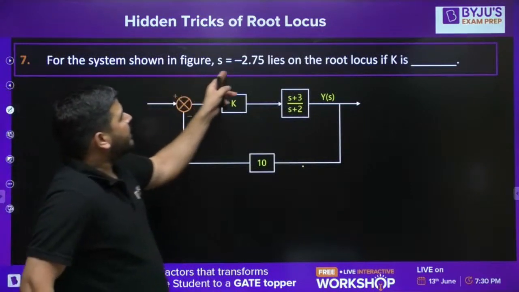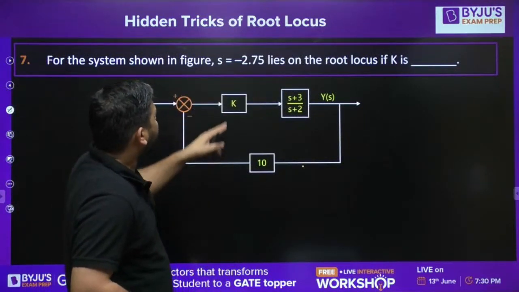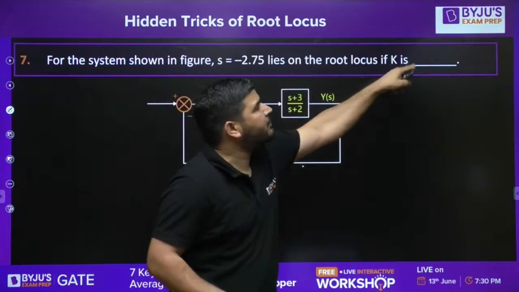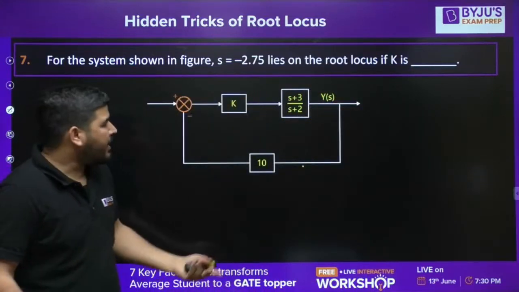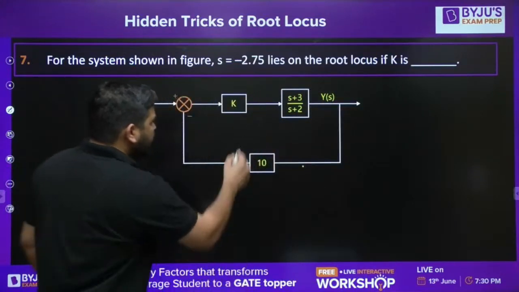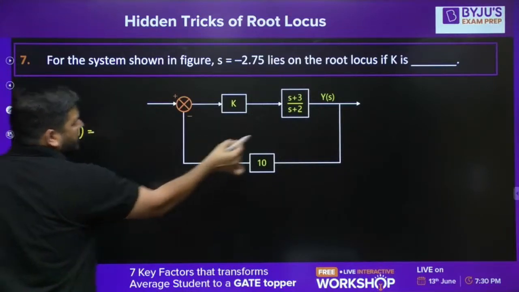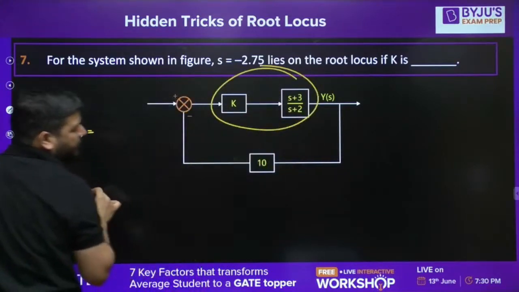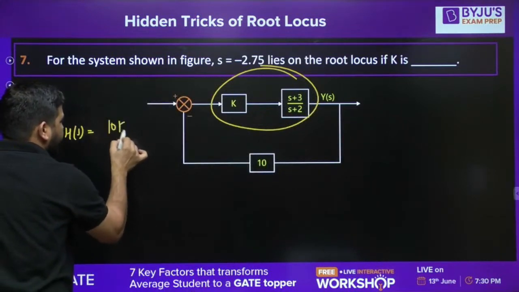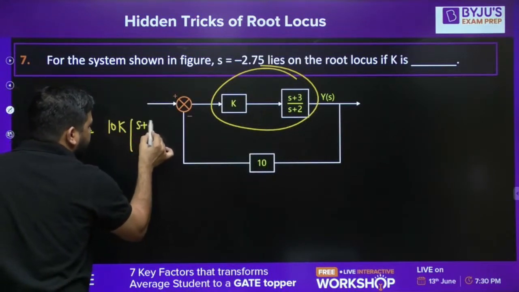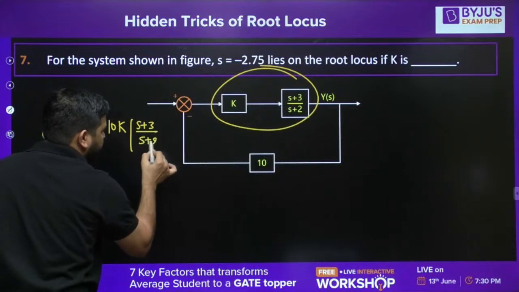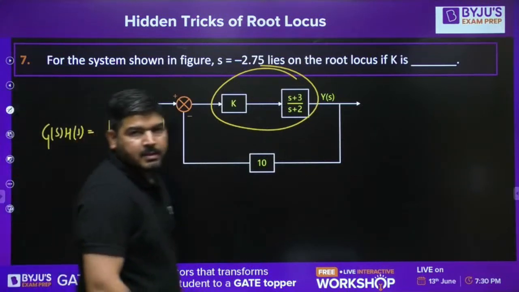For a system shown in the figure, s equal to minus 2.5 lies on the root locus if K is. So again, the same question is repeated. What is the G(s)H(s)? First, let's calculate G(s)H(s). This is my G(s) and this is H(s). If you multiply it, you will get 10K into (s plus 3) divided by (s plus 2). This is our G(s)H(s).